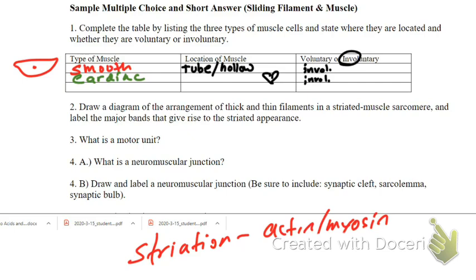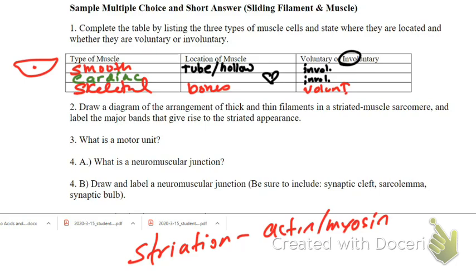And then the only one that's under voluntary control would be our skeletal muscle, right? And that's attached to mostly our bones, right? And that's the one that's under voluntary control. And when we're sleeping at night, it could be under involuntary control as needed.